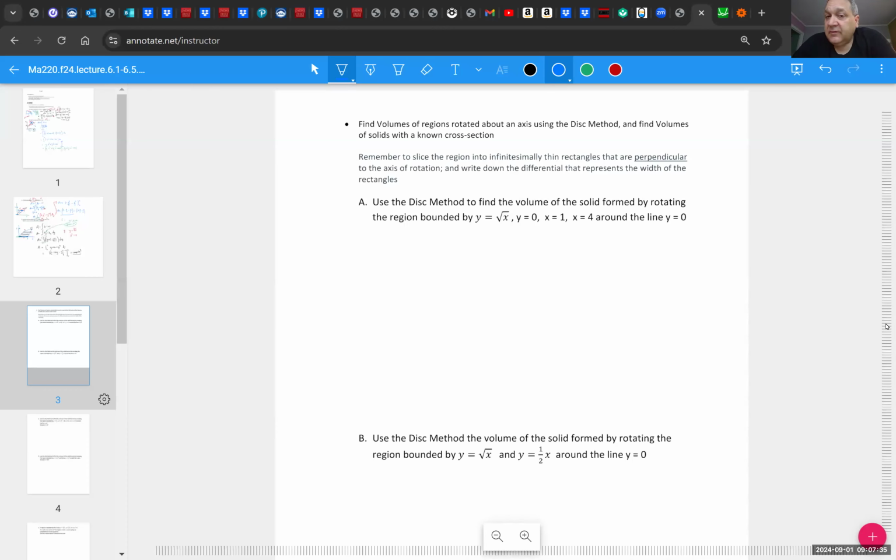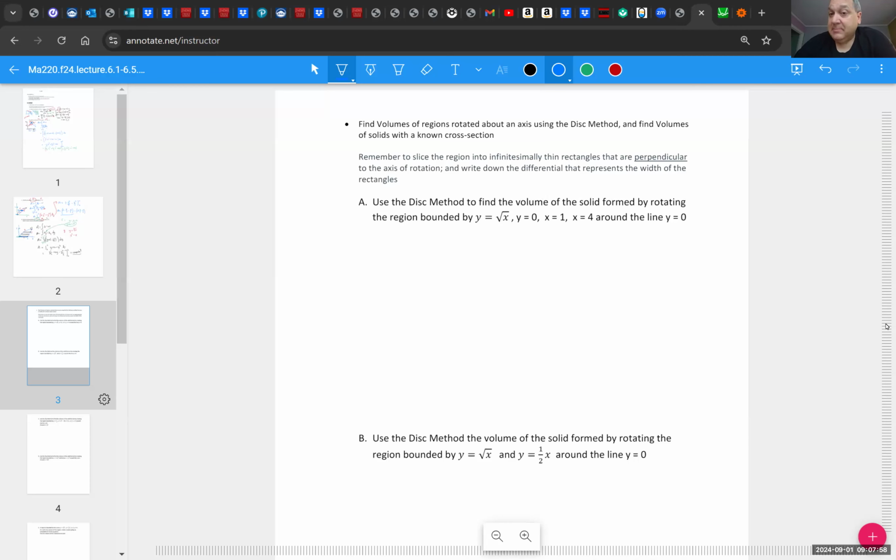Hello there. This video is for section 6.2 on how to find volumes of regions that are rotated about an axis using the disk method. We're also going to do a problem about finding the volume of a solid with a known cross-section, but that's related to what we're doing right now with the disk method.